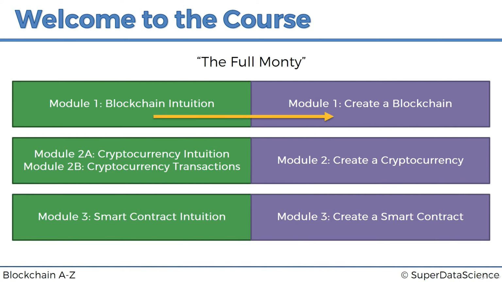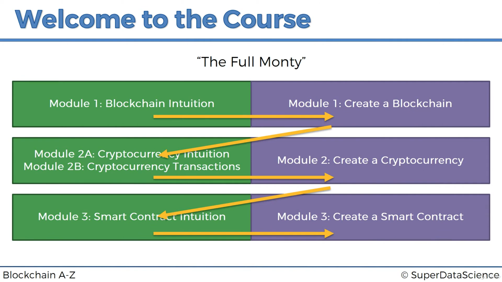So Module 1, intuition, then Module 1, practical, Module 2, intuition, Module 2, practical, Module 3, intuition, Module 3, practical. And that way you will cover absolutely everything. However, this will take a lot of time, and in this case, you will need to do both the intuition and the coding aspects. So that's the full Monty approach. That's, of course, the most challenging approach and most thorough approach at the same time.